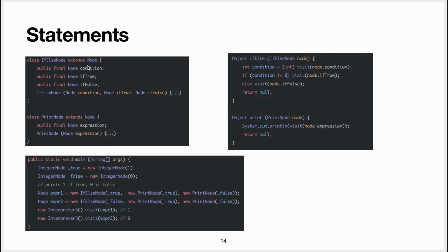I also changed the top type for the AST to Node. It used to be ExpressionNode, but now we have statements, so ExpressionNode doesn't cut it anymore. We can test this. We build a node for true and false, which is 0, and then we say if true, print true, else print false; if false, print true, else print false. And we run these two statements, and indeed, when the condition is true, we print true, and when the condition is false, we print false, so it works.